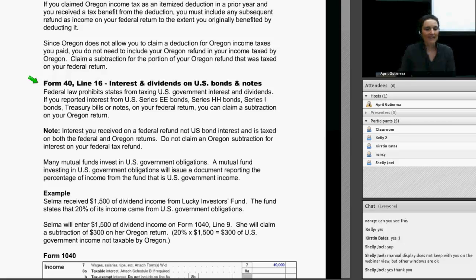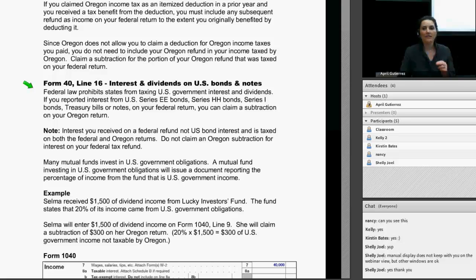Okay, the next topic of the day is interest and dividends on U.S. bonds and notes. This is a line item, and remember I said that preparers frequently get confused about when we have the addition and when we have the subtraction. We have an Oregon addition when we have interest or dividends on bonds of other states. We have a subtraction when on the federal return we reported income from U.S. bonds. So very important to get those differences settled in your head.